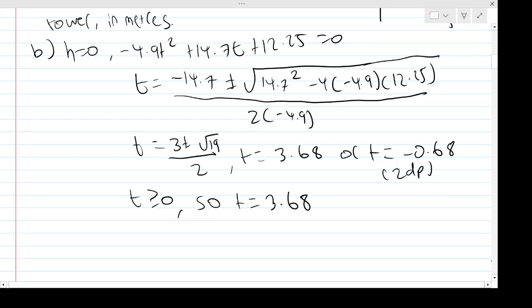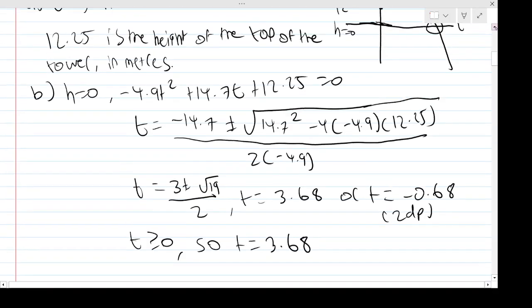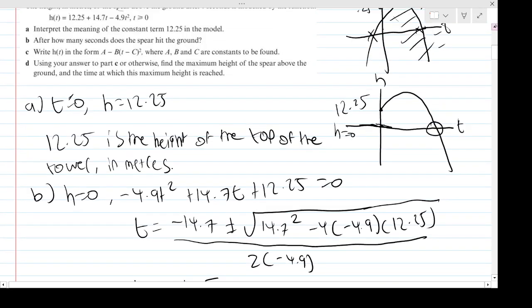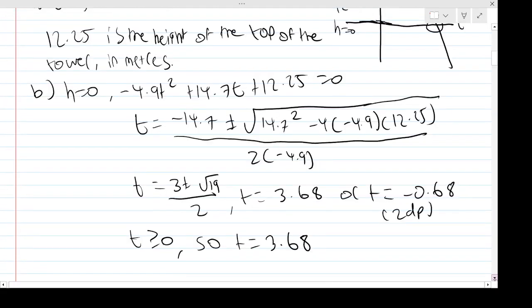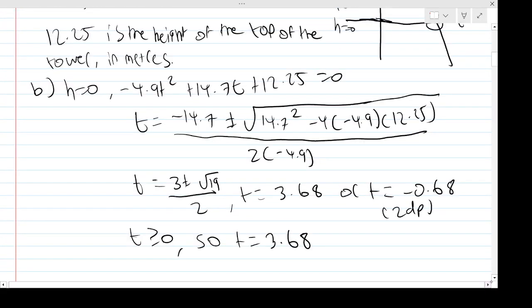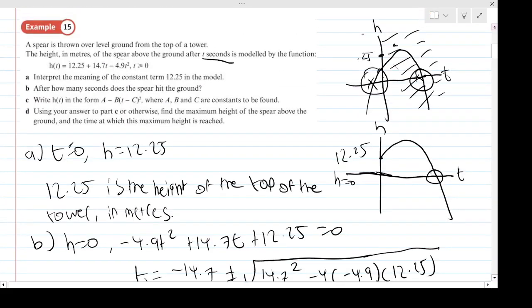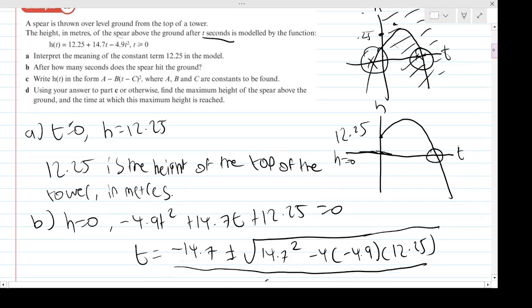So that's our solution, which makes sense for our graph again, doesn't it? Because if we look back to the graph we sketched here, we had when it crosses the t-axis on the negative, and when it crosses the t-axis on the positive. So it makes sense we get negative and positive, but in this case, we only have the positive answer. So that's our answer. So t is 3.68, and t is specifically in seconds. So that'd be 3.68 seconds.